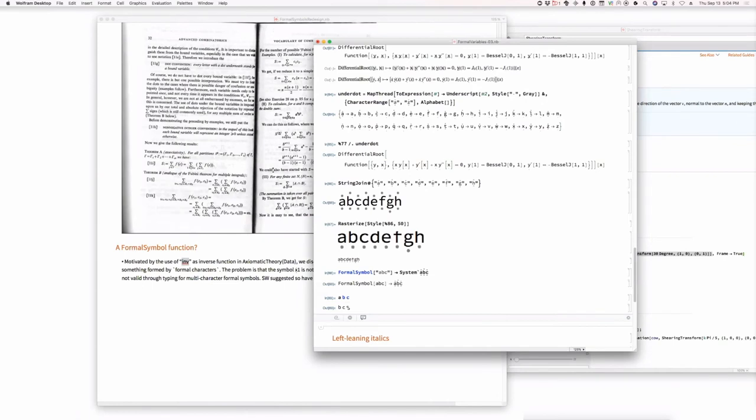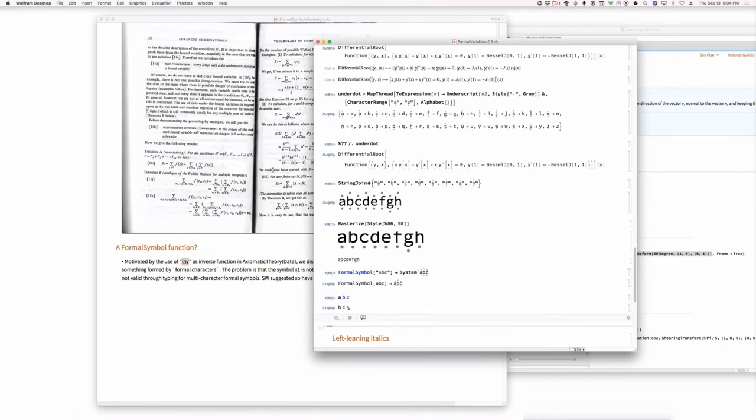Right. So what would be the result of this formal symbol string ABC? It would replace the characters by the analogous formal letters and create a system context symbol. Right, but then you could use those things only after having called formal symbol of ABC to create it.